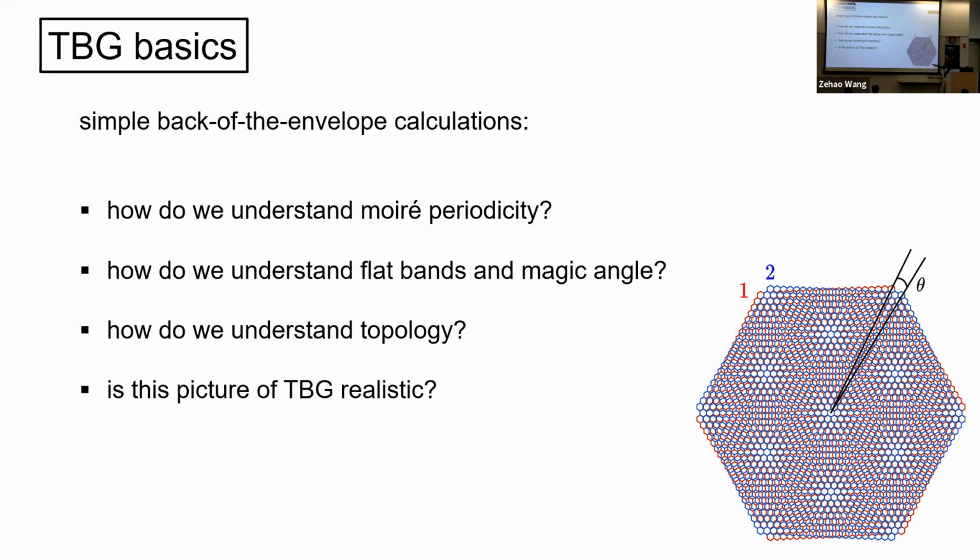And I'm going to try and answer some very fundamental questions about moiré. So first of all, how do we even understand the notion of a moiré periodicity? How do we understand the notion of flat bands, right? And where do we get this idea of a magic angle from? Are these bands even topological? And finally, is this picture of TBG realistic, right? Is that actually what the material looks like? So let's try and address the first problem, moiré periodicity.